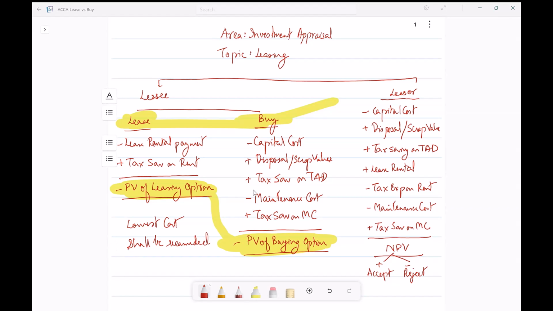Now let's dive into an illustration to grasp this concept better. Let's go through this exercise step by step and get a clear understanding of how to analyze lease versus buy scenarios effectively. Reading the illustration.